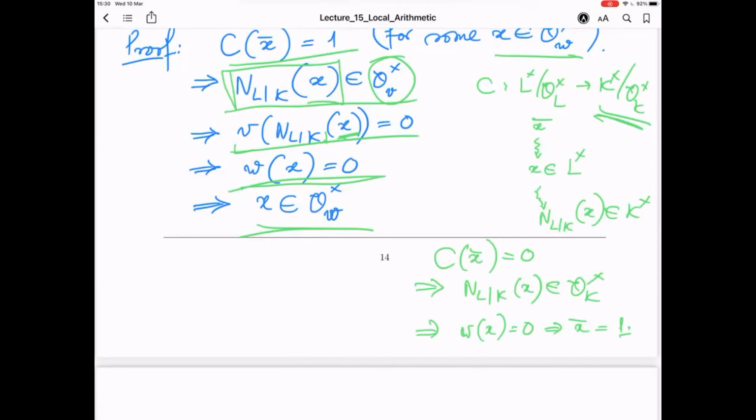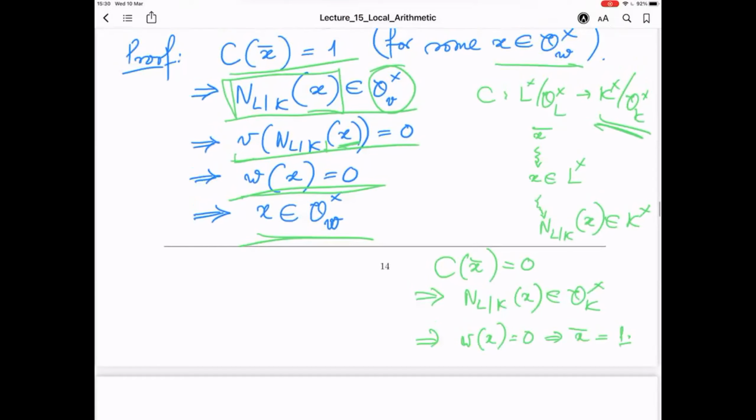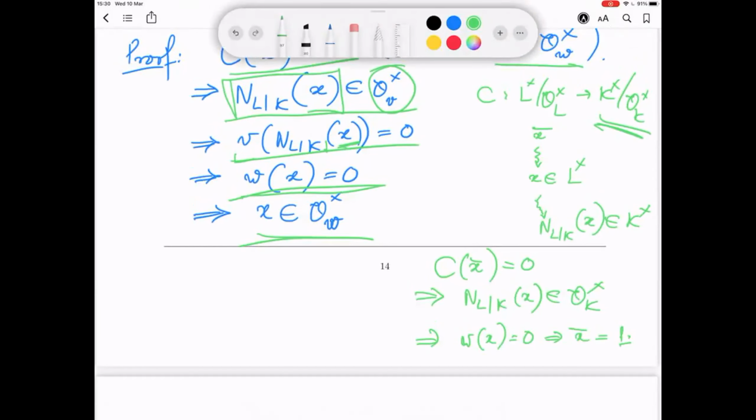This should not be zero here, because these are groups isomorphic to Z, but they're written multiplicatively. So it should be 1 instead of 0, right? Okay.